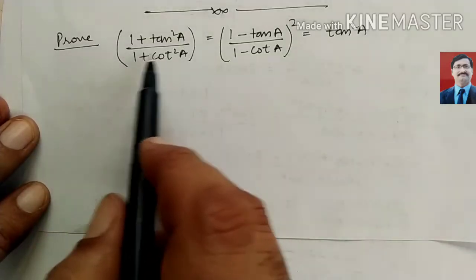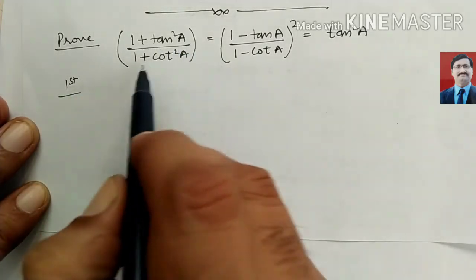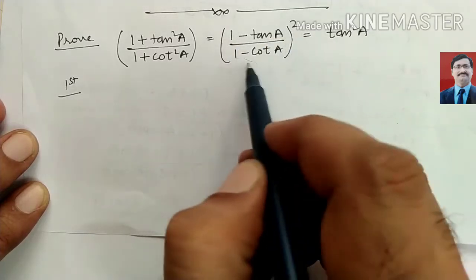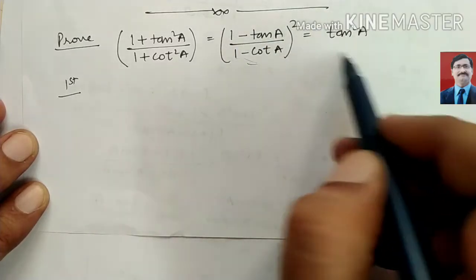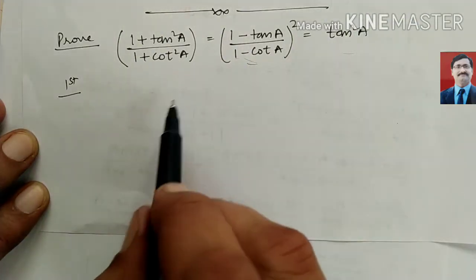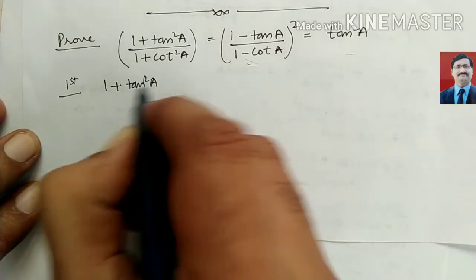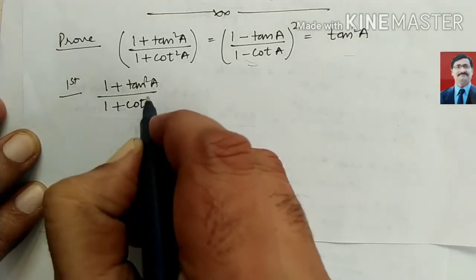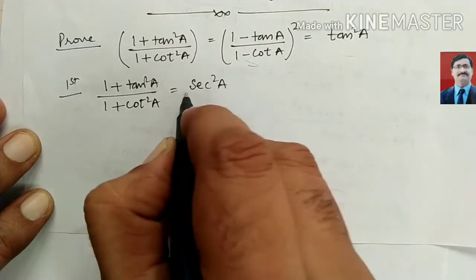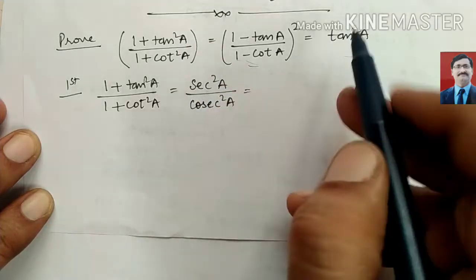Look here all of you, how to do this question. Here the first part is (1 plus tan square A) upon (1 plus cot square A), and the second part is (1 minus tan A) upon (1 minus cot A) whole square, and the third part is tan square A. It means the first part should equal the third part, and the second part also equals the third part. So the first part we take is (1 plus tan square A) upon (1 plus cot square A). 1 plus tan square A we know is sec square A, and 1 plus cot square A we know is cosec square A, and this we have to change into tan.